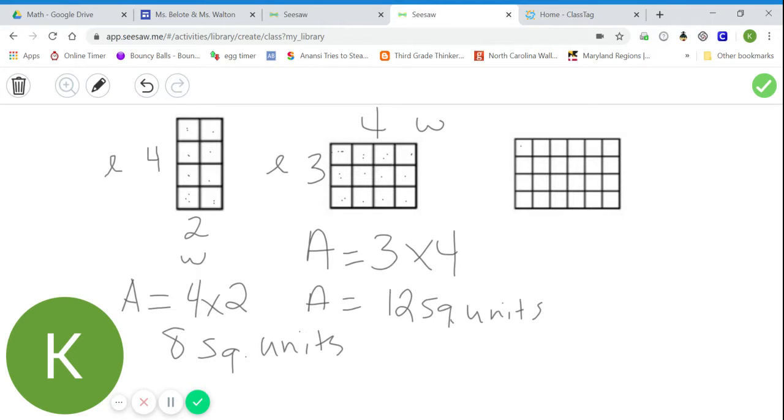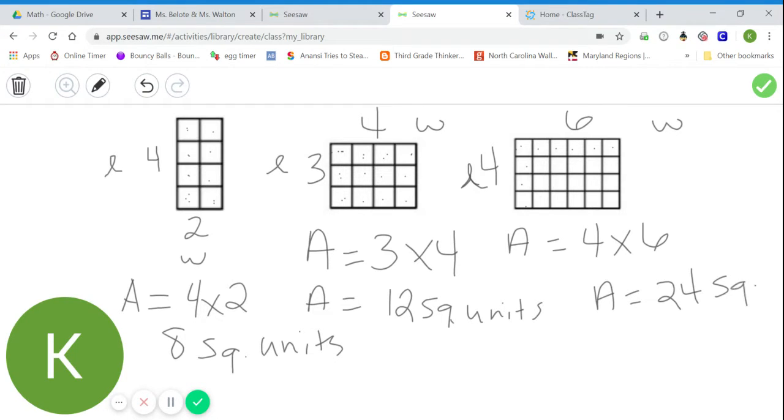Next one. 1, 2, 3, 4. My length is 4 units. Once again, I'm going to write the L off to the side so I know that that is my length. 1, 2, 3, 4, 5, 6. My width is 6. I'm going to write the W off to the side so I know that is my width. Area equals length times width, so area is going to equal 4 times 6, which means my area is going to equal 24 square units.